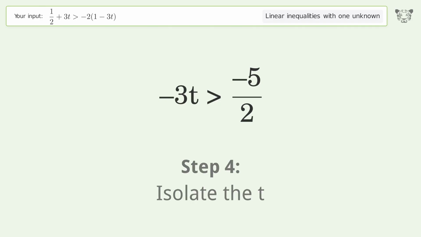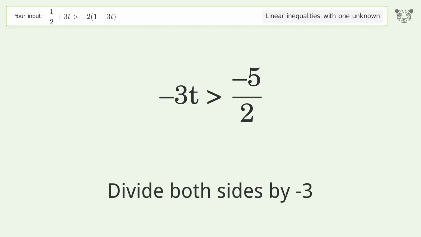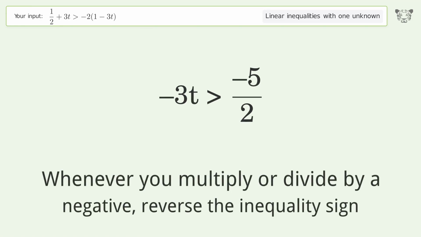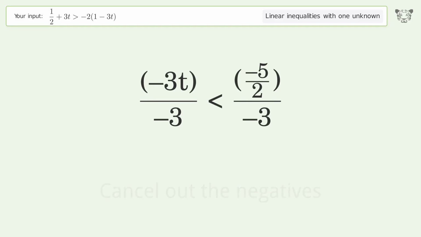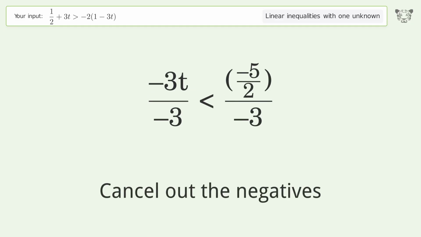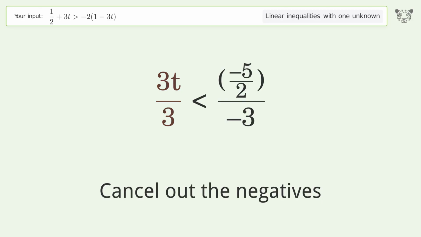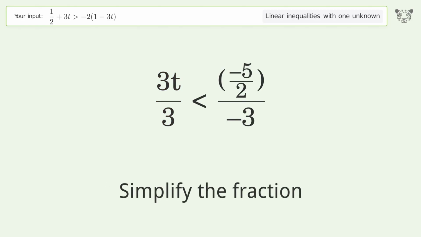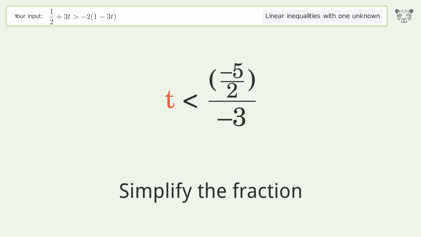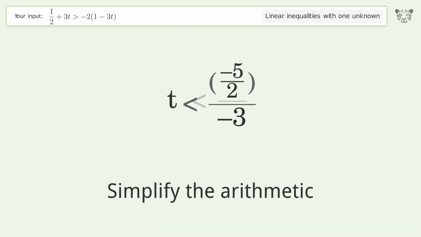Isolate the t. Divide both sides by -3. Whenever you multiply or divide by a negative, reverse the inequality sign. Cancel out the negatives. Simplify the fraction. Simplify the arithmetic.